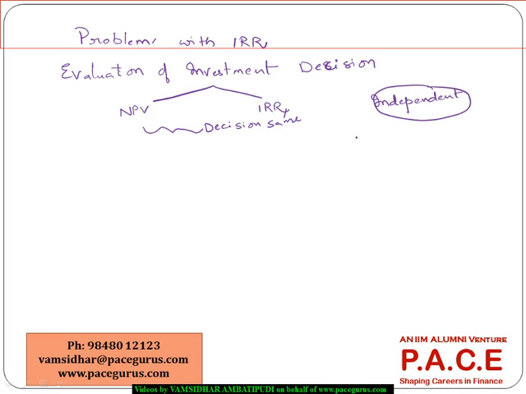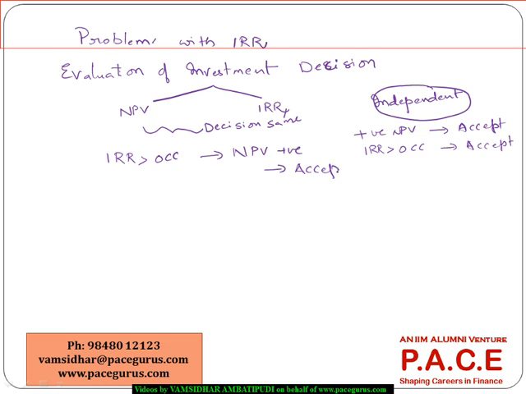As long as both the projects have a positive NPV, accept. Even if there are multiple projects giving me an IRR greater than the opportunity cost of capital, accept. And this decision will still be the same, because whenever the IRR is greater than the opportunity cost of capital, NPV is positive, which means both of them say accept these projects. Similarly, when IRR is less than the opportunity cost of capital, NPV is negative, and both the NPV rule and the IRR rule say reject the project.